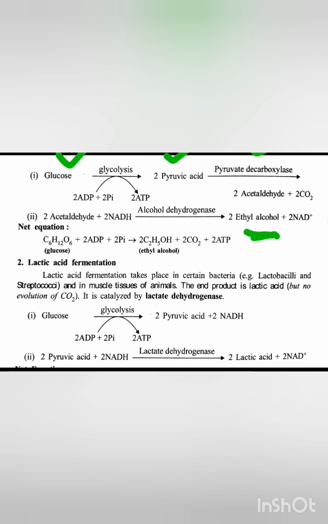Then in the case of lactic acid fermentation, which takes place in certain bacteria like lactobacilli and streptococci and in muscle tissue of animals, the end product is lactic acid. This process is catalyzed by lactate dehydrogenase. So at first glycolysis produces 2 pyruvic acid. From pyruvic acid, using the lactate dehydrogenase enzyme, 2 lactic acid will be formed in the process of lactic acid fermentation.